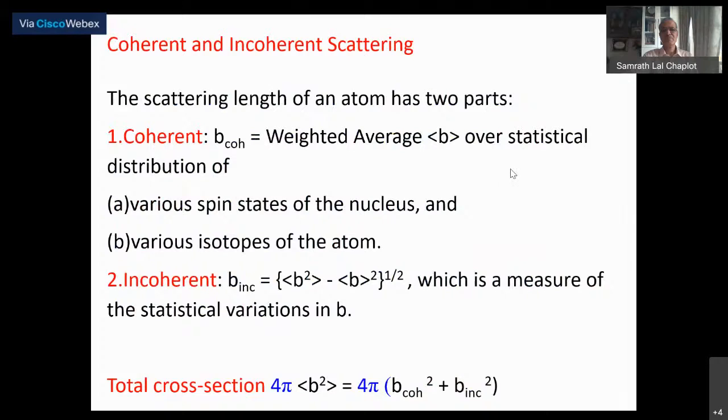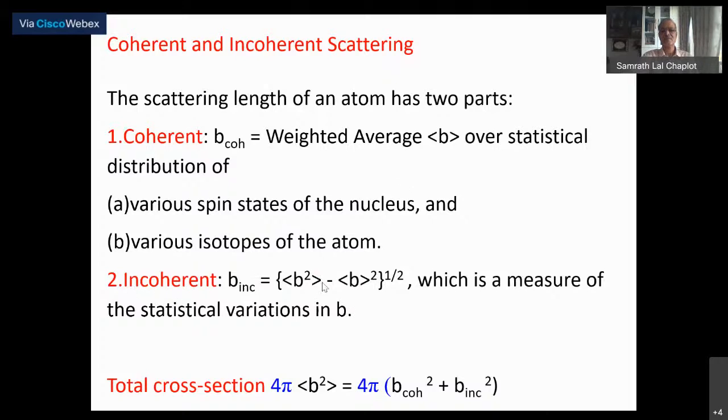Now, remember this is important in the context of quasi-elastic neutron scattering, that we have two kinds of scattering, the coherent scattering and the incoherent scattering. We already know that the coherent scattering is the average scattering length of a given atom, averaged over various nuclear spin states or various isotopes present in the solid. That general average is what gives you the coherent scattering. It is the average scattering length that gives the amplitude, so the neutron waves scattered from different atoms can interfere with each other.